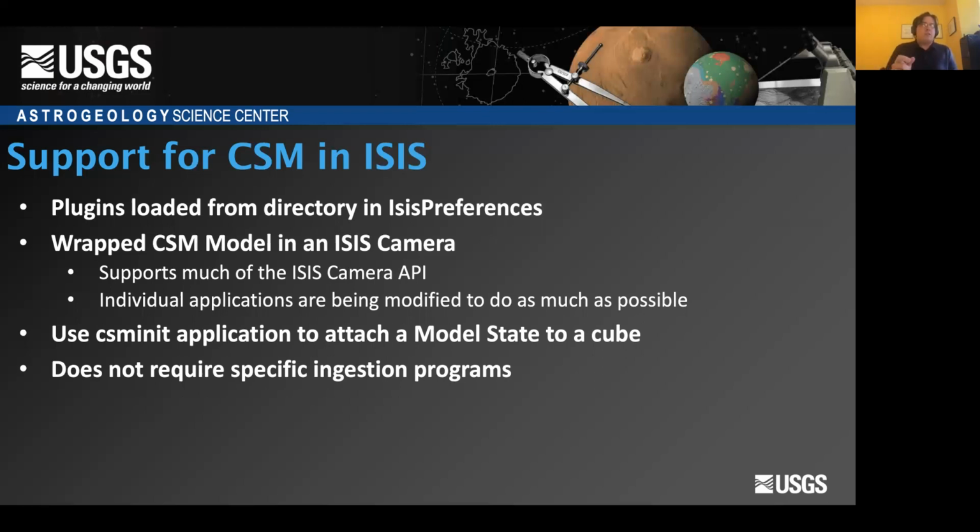Someone always jokes about, well, I should be able to take my DSLR camera, take a picture and load that into ISIS. Before that wasn't really possible. But now if you have a CSM plugin library for that DSLR camera, and you have an ISD for your image, and you have your IMG from your DSLR, you can pull that into ISIS and work with it. So it's added a lot of flexibility there.